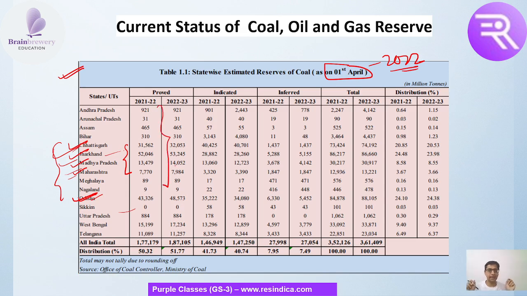Maximally it is in Jharkhand, then Odisha, then Chhattisgarh, then Madhya Pradesh. Then we have Telangana and West Bengal, and very little in Sikkim. In Andhra Pradesh, Arunachal Pradesh and Assam, there are very small coal reserves. So this is the data I wanted to show you.